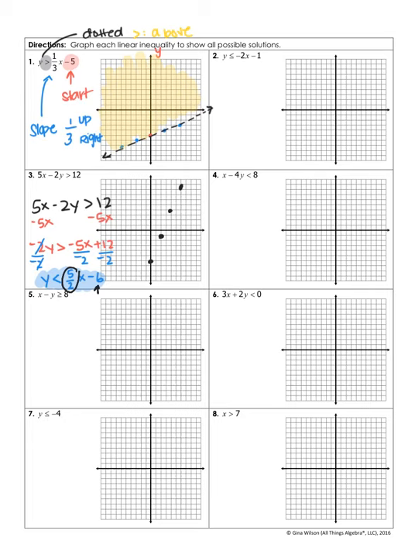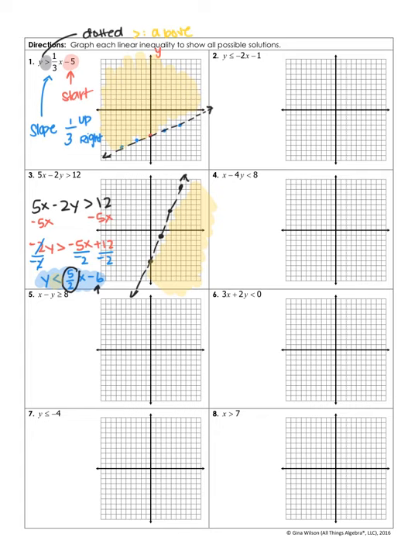All right. It is just less than, not less than or equal to, so it's going to be another dashed line. And on this one, it's less than. Less than means to shade underneath your line. So that would be my solution, everything that's highlighted yellow.